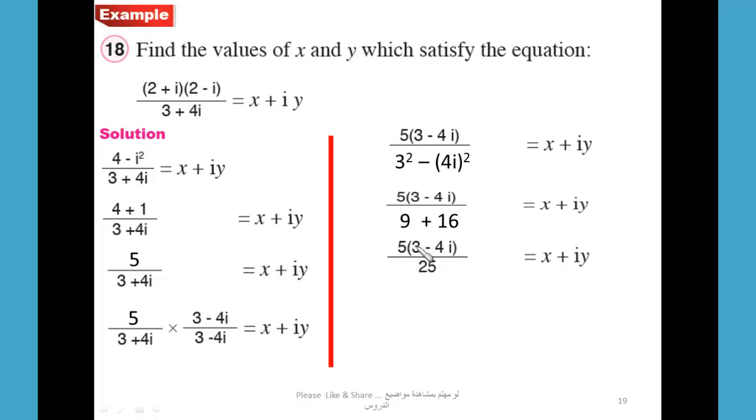So 5 multiplied by 3 is 15 over 25 equals 3 over 5, minus 5 multiplied by 4i over 25. 5 multiplied by 4 is 20, and 20 divided by 25 is 4 over 5 i. So x equals 3 over 5 and y equals negative 4 over 5, and this is the solution.